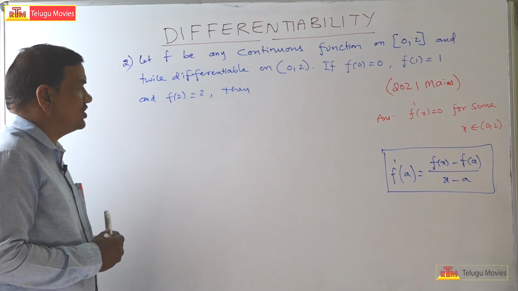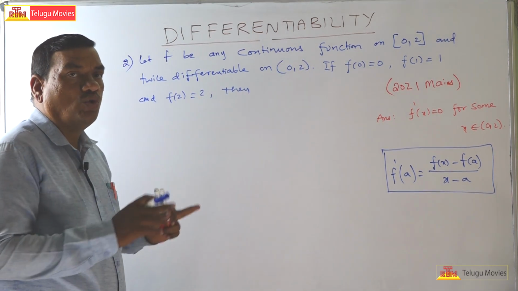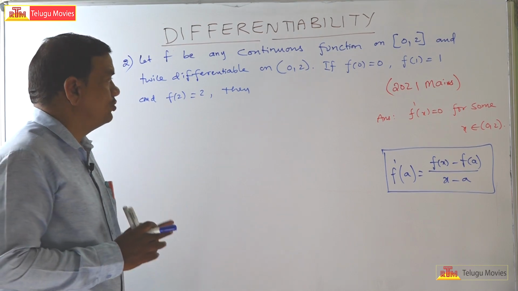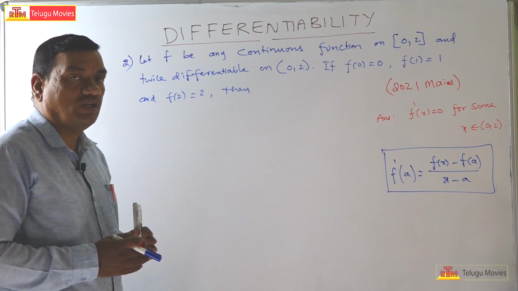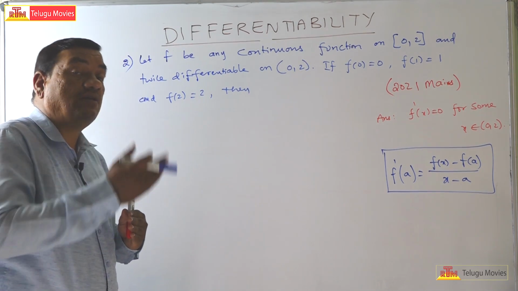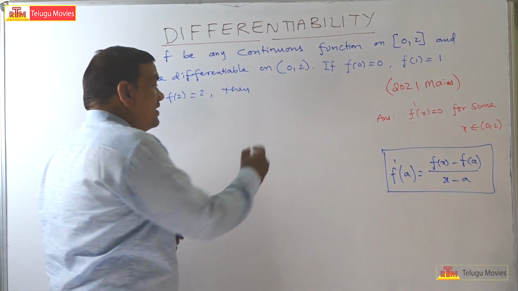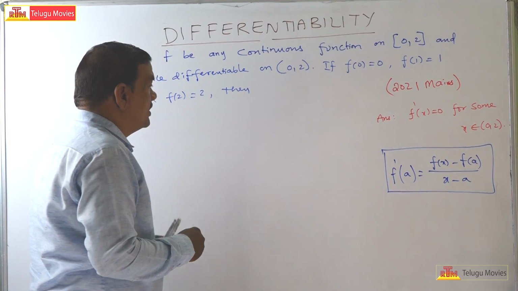First, try to understand this problem. f is a continuous function in the closed interval 0 to 2 and twice differentiable in the open interval 0 comma 2. That means we can differentiate it two times. It is a twice differentiable function. That means, so let me draw a small graph like this. Let us think.